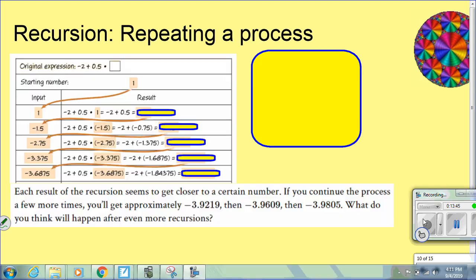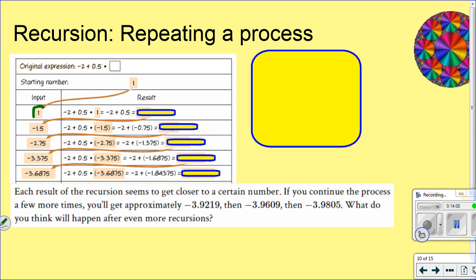All right, last thing. Remember, recursion is just repeating a process over and over again, getting an answer, putting it back into the beginning, and doing it again and again and again. So follow along with this on your calculator. I'm going to start with an input or a starting value of 1. And I'm going to enter that starting value into this expression right here. So my starting value goes in that box. So negative 2 plus 0.5 times 1. Enter it exactly like that into your calculator. Okay, do this as we go, and you should get a negative 1.5.